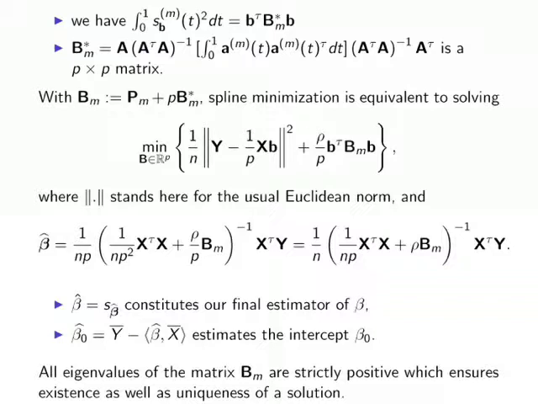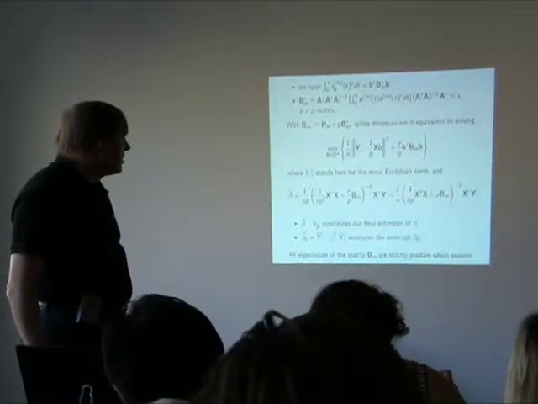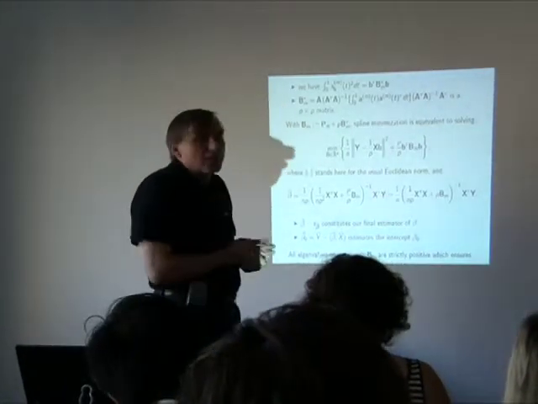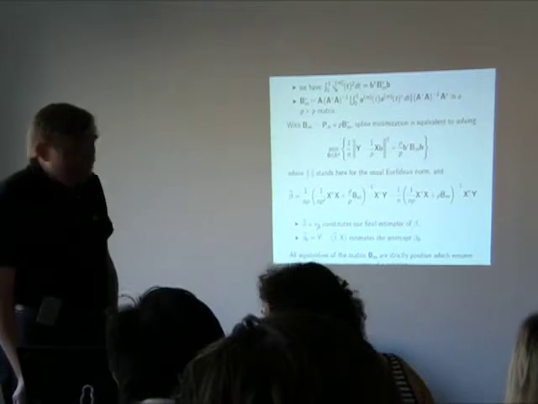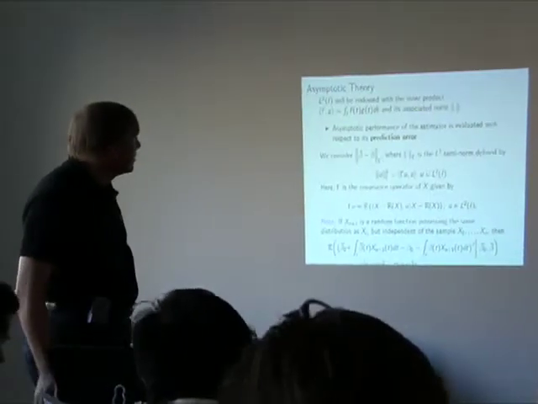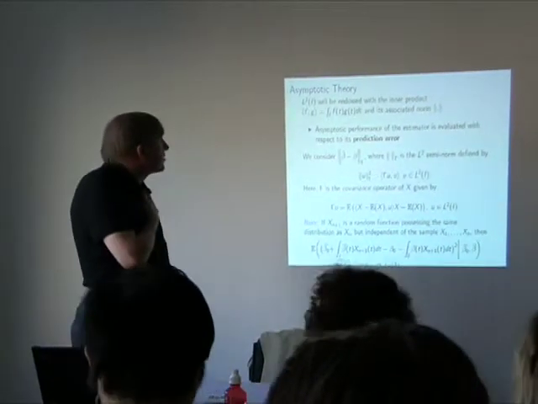And so beta hat, the spline interpolant of this vector we get out, constitutes our final estimator of beta, and now we have subtracted the means. Beta hat zero is y bar minus beta hat x bar, which estimates the intercept. And all eigenvalues of this thing are strictly positive. Okay, so this is our estimator, and in principle it's not very difficult to implement. There are very nice implementations of spline smoothers, and this is easy to adapt. Let me give you some results in this direction.